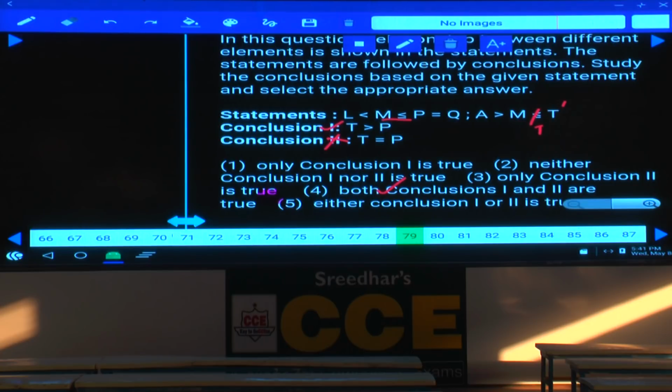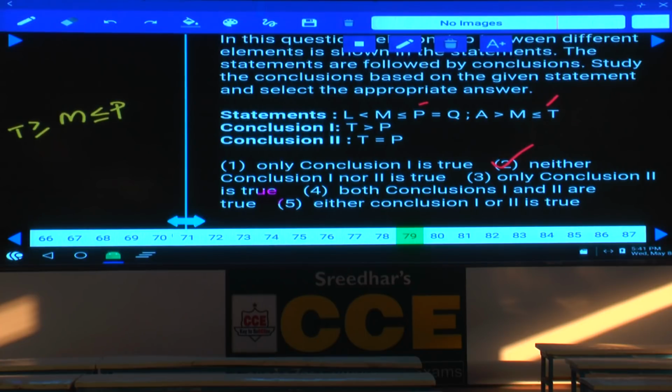Then 79. Now in this question number 79, T and P. The letter which is common is M, that is M lesser than or equals to P, and M lesser than or equals to T means T greater than or equals to M. Two opposite symbols, no relation, hence neither 1 nor 2, choice 2. Done with this? Now this is about question number 79.